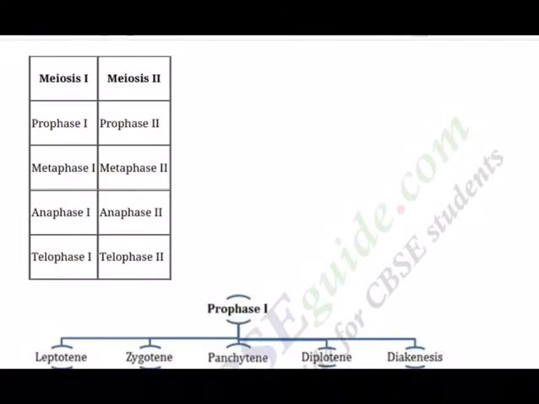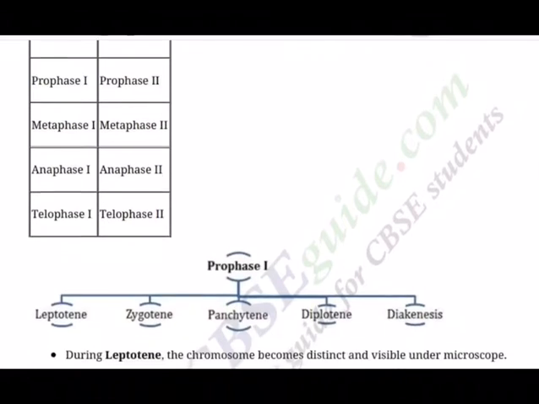And meiotic events can be grouped under the following phases. As you are seeing, meiosis 1, meiosis 2. Under meiosis 1: prophase 1, metaphase 1, anaphase 1, telophase 1. And this is followed by meiosis 2: prophase 2, metaphase 2, anaphase 2 and telophase 2.